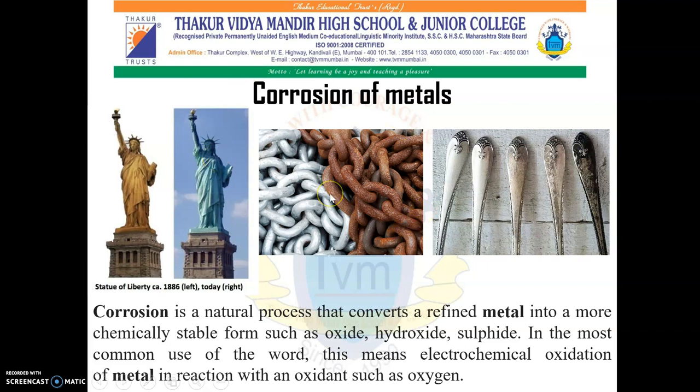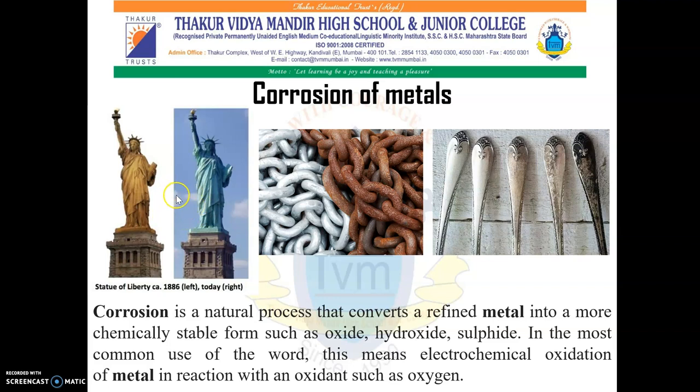Here you can see three different examples of corrosion. The first example is the copper-cladded Statue of Liberty, which was made 300 years ago. The left picture shows the Statue of Liberty in 1886, whereas today Statue of Liberty looks like this shown on the right hand side. This is because carbon dioxide in the moist air reacts with the surface of the copper.